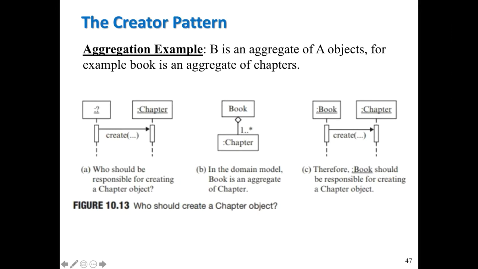On the left hand side is figure A, and this is our question: we want to instantiate an object of a chapter. Chapter is a class. We want to create an object. So who should instantiate or create the object of a chapter? What should be here? This is the question mark. To answer this question, see that book is an aggregate of chapters. Chapter is a part of book. So who aggregates chapters? Book. So the answer given by the creator pattern says that since book is an aggregate of chapters, you should create all the objects of the chapter inside your object of book.